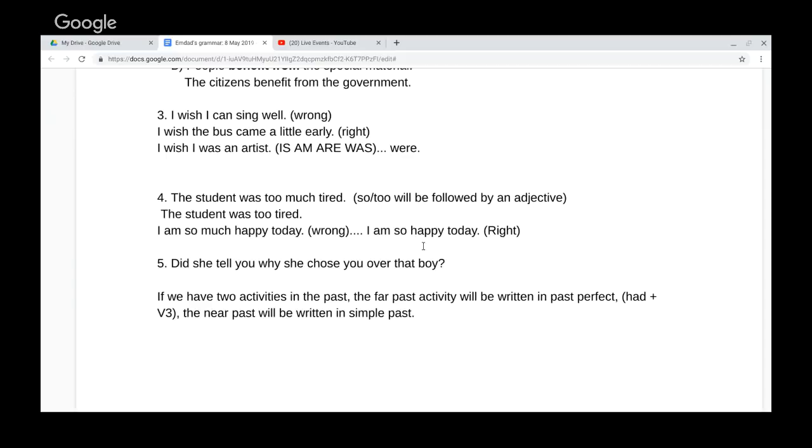The telling activity is simple past. And the choosing activity is past perfect. She chose first, then she came to disclose it to her friend. That's what, the choosing activity was done first. And then the disclosing activity came. So this sentence could be rephrased. How can we correct it? Did she tell you why she had chosen you over that boy?